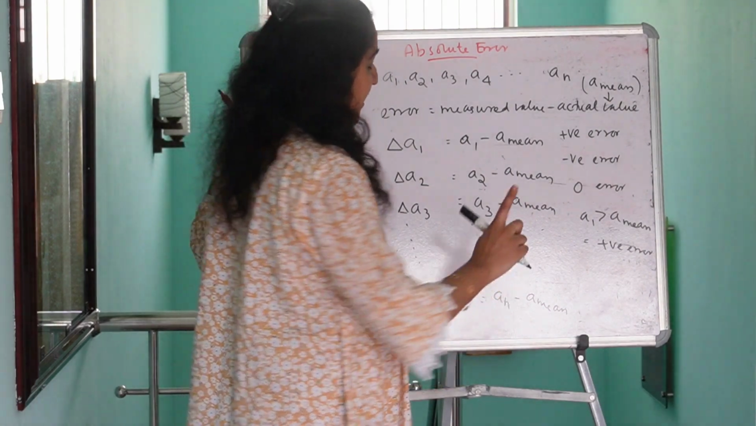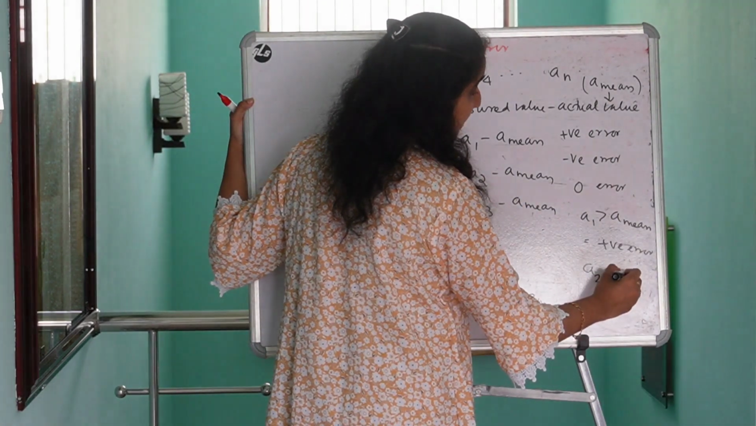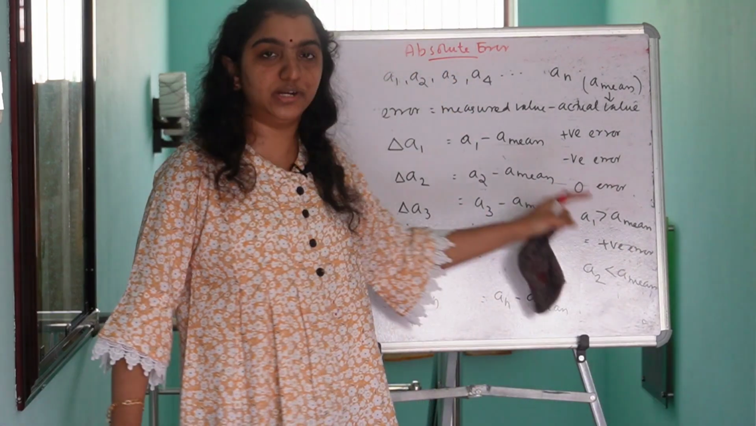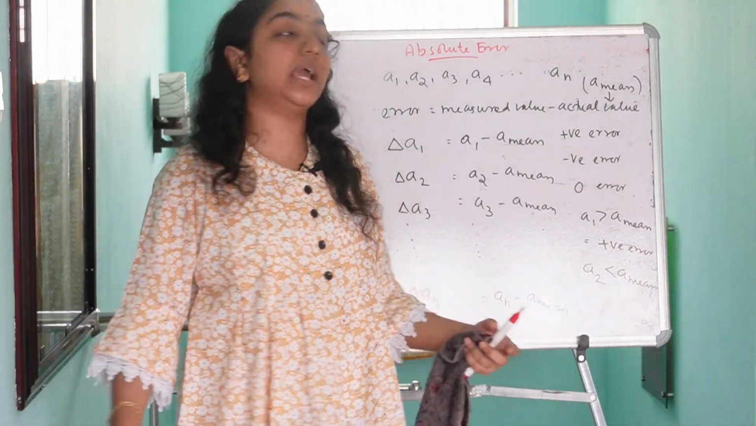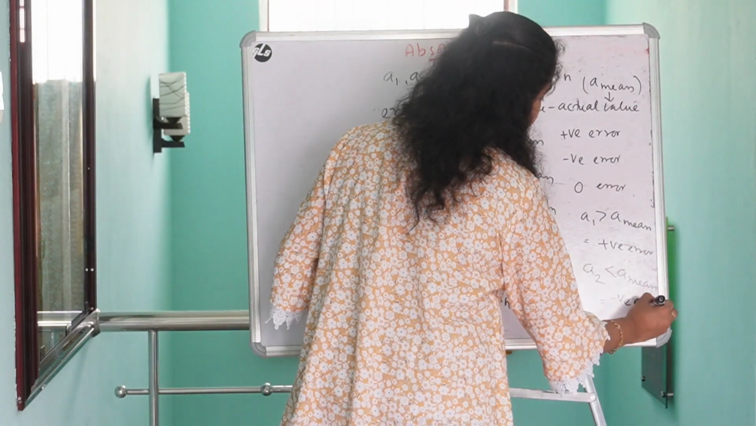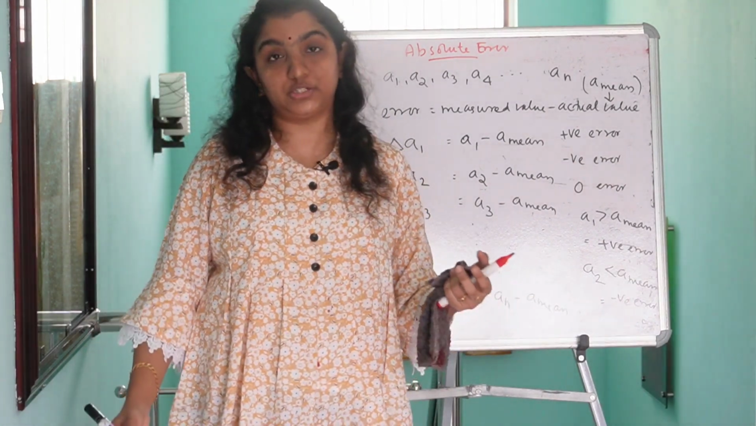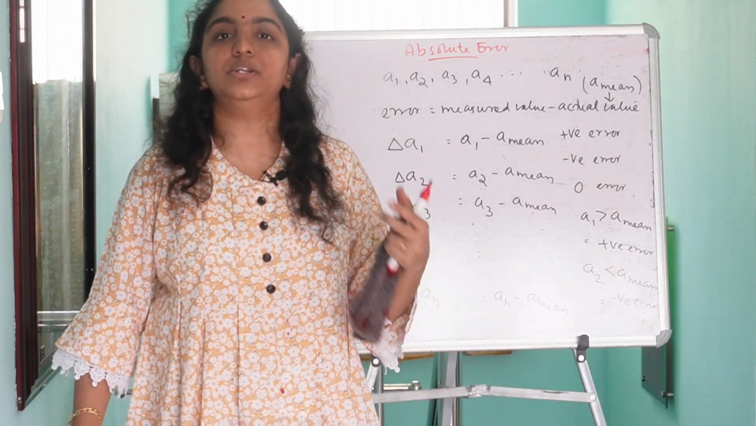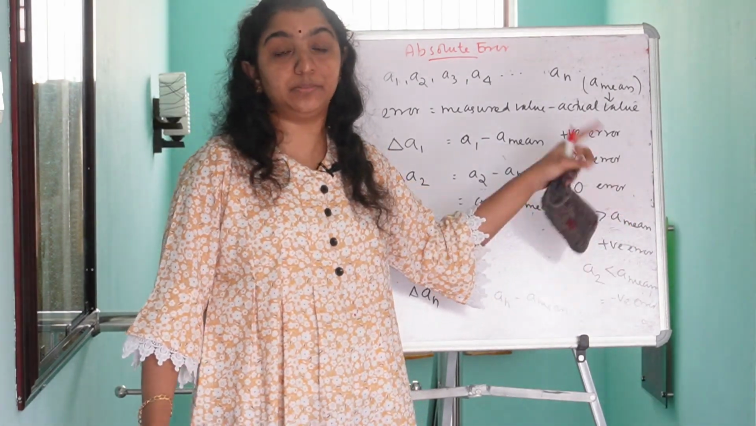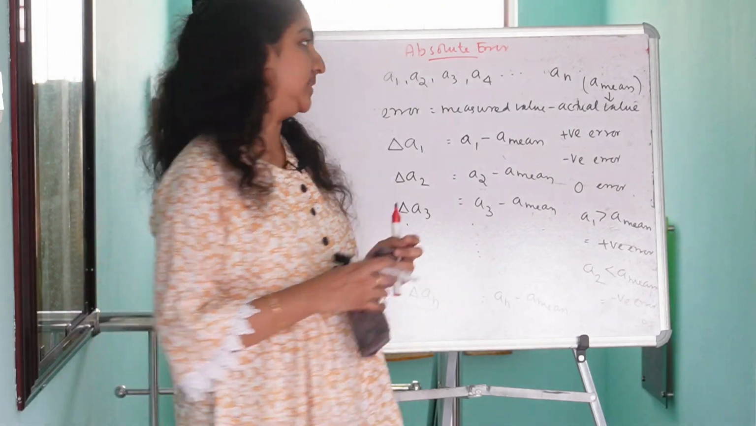Is it clear? Yes. If suppose the measured value A2 is less than A mean, less than the actual value, you will get a negative error. Again, if the measured value is equal to the actual value, then obviously you will get error as 0. It means no error in the measured value. Is it clear, guys? Yes.